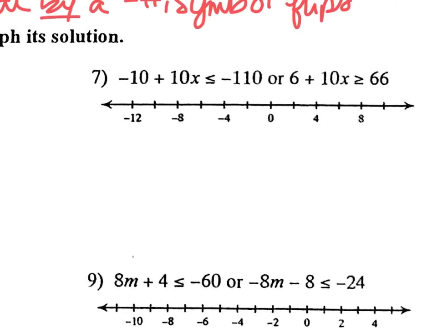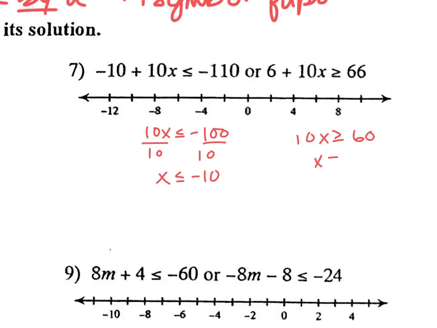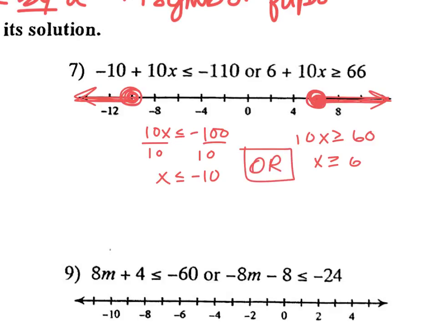All right, question 7. Again, go ahead and solve that out. Add 10 to both sides. 10x is less than or equal to negative 100. Divide by 10. X is less than or equal to negative 10. Subtract 6 from both sides. 10x is greater than or equal to 60. Divide by 10. X is greater than or equal to 6. So I'm going to do closed on 6 right here and to the right. And for less than or equal to negative 10, closed on negative 10 and to the left. And since this is or, it's okay that they're going opposite directions. I don't care about where they're overlapping.